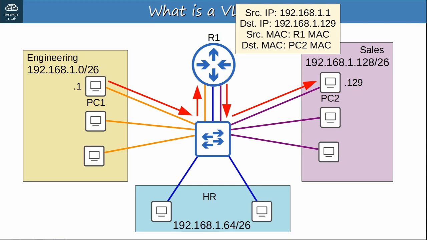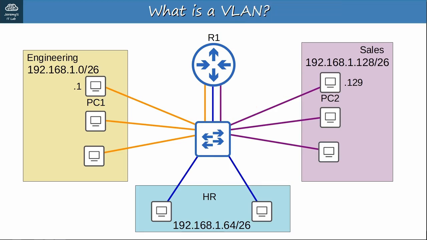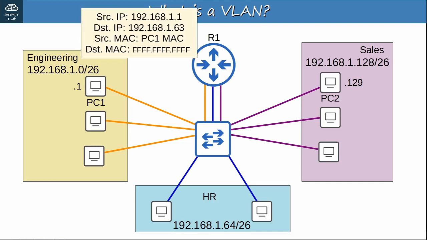However, there is still a problem. Here's the problem. What if the frame is a broadcast or unknown unicast frame? The switch will flood the frame out of all interfaces. For example, here's a broadcast frame. The source IP is PC1's IP, and the destination IP is its subnet's broadcast address. So, this is a broadcast frame intended for the engineering department. The source MAC is PC1's, and the destination is the broadcast MAC address of all Fs.